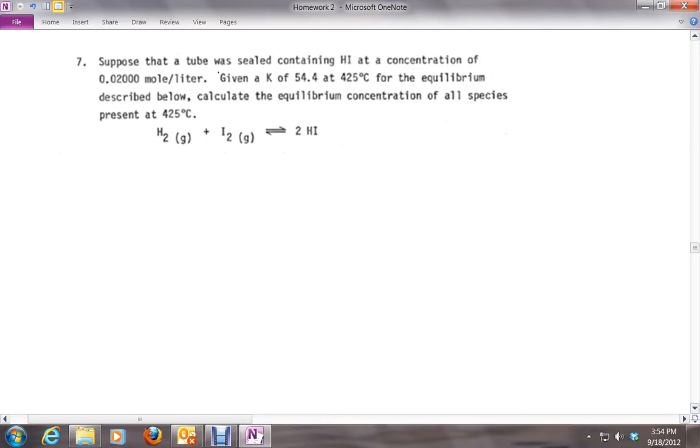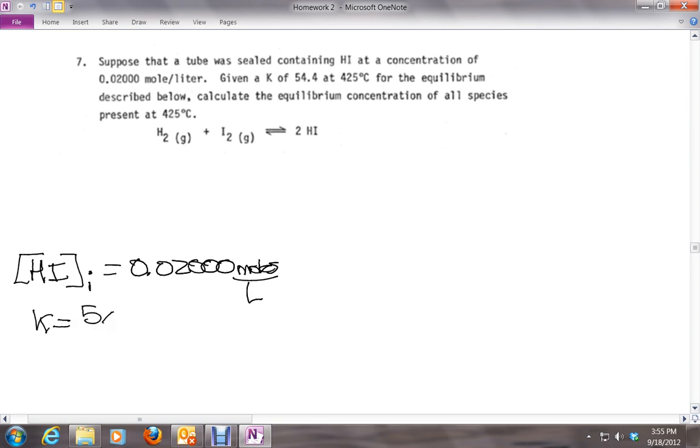Okay, suppose that a tube was sealed containing HI at a concentration of 0.02000 moles per liter. So the initial concentration of HI is 0.02000 moles per liter. And it says, given a K of 54.4 at 425 degrees Celsius. Now the temperature here is not important.